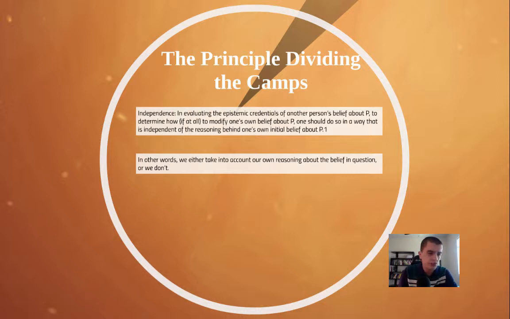So the rest of Christian's article is a little bit technical, and it goes into some other consequences for the two camps. I'm not going to talk about that at length here because I don't want this video to drag on for too long. But I do want to note that there's some interesting ideas about how conciliatory views handle disagreement. So is it just another piece of evidence that we have?